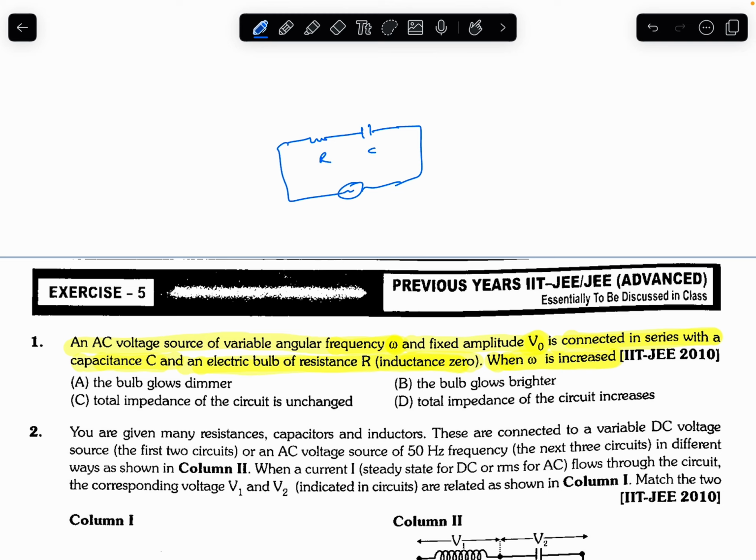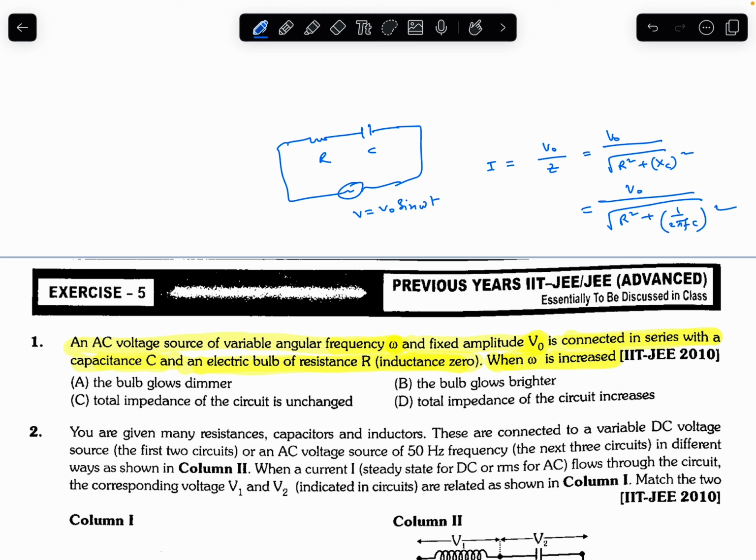RC circuit. Okay, angular frequency omega. So I can write V equal to V naught sine of omega t. This is the voltage source. So what is the current in the circuit? Current in the circuit will be V naught by Z. So Z is root of R square plus XC square. So basically V naught by root of R square plus (1 by omega C) whole square, where omega is 2 pi f.